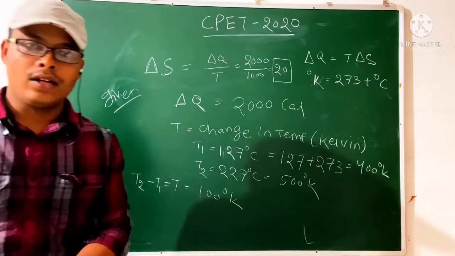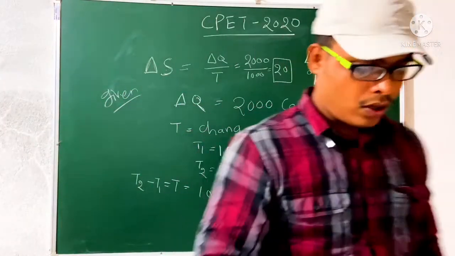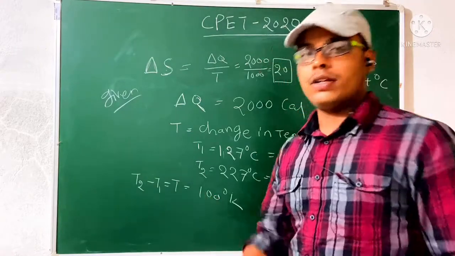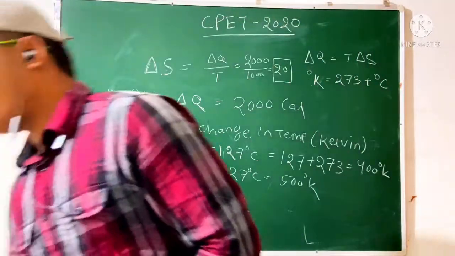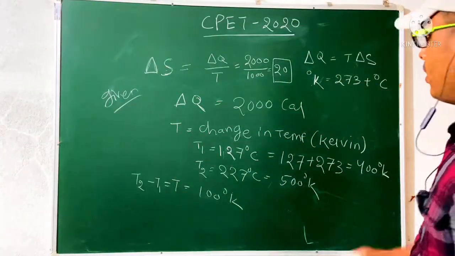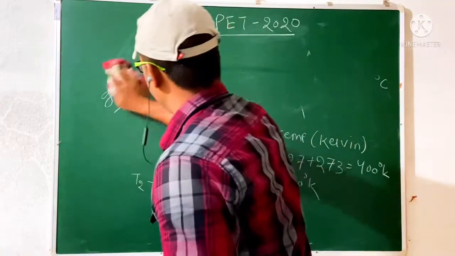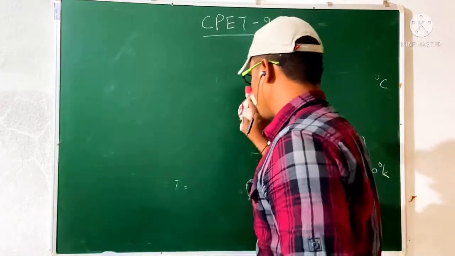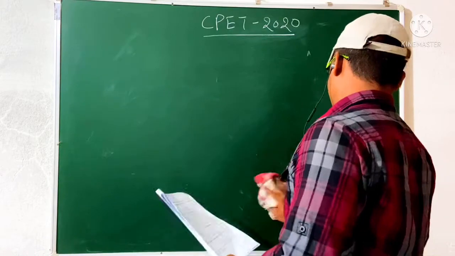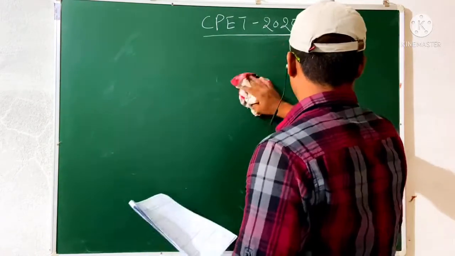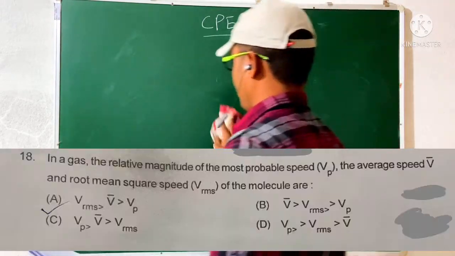Okay, so this is the second law of thermodynamics. So remember all the laws of thermodynamics, the work done in thermodynamics, and the different processes of thermodynamics. This is about the change in entropy, which is nothing but the change in heat divided by the temperature. Okay.